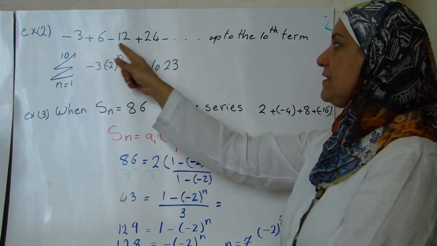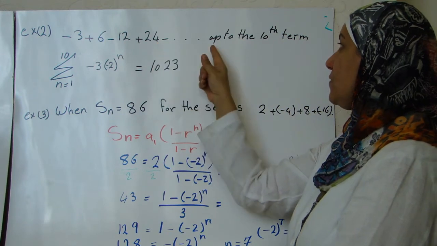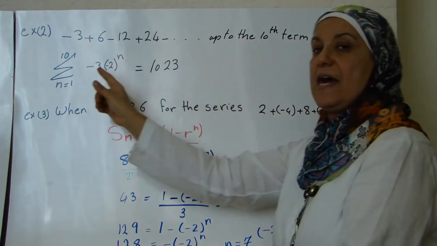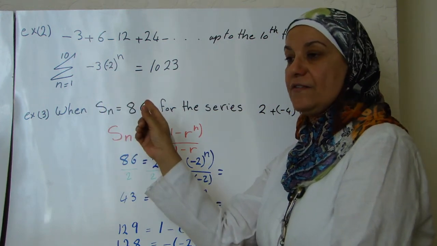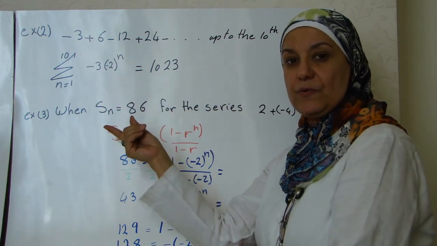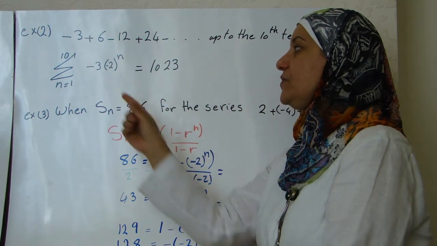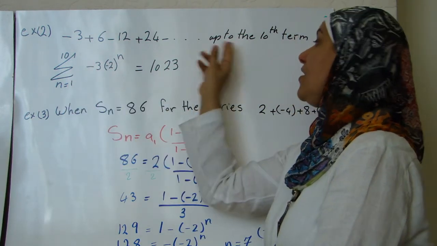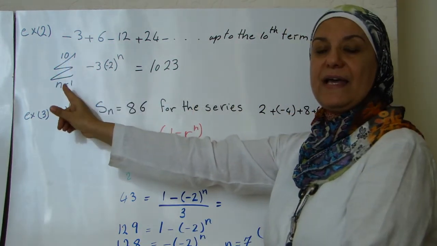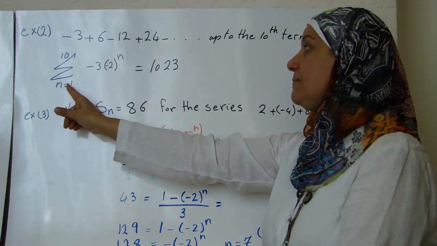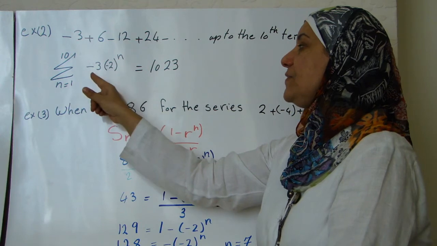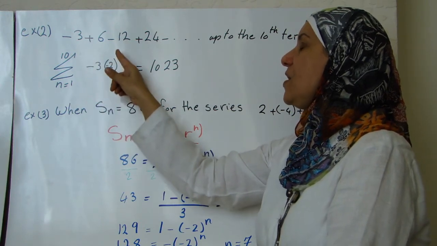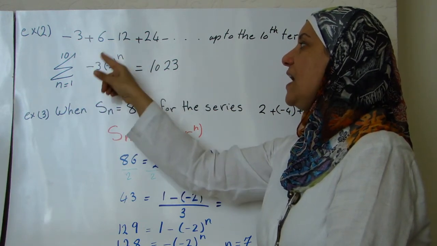Negative 3 plus 6, negative 12 plus 24, and so on up to the 10th term. I can do that using my summation notation. If I forgot the rule and I don't know what to do, I'll try and work it out using summation notation. I know there are 10 terms. I know that my n starts from the first term. I know that I can get a rule for that by using a1 r to the power of n minus 1.